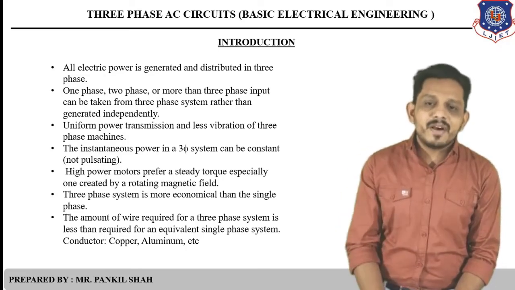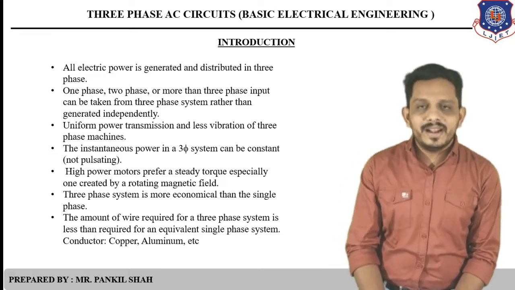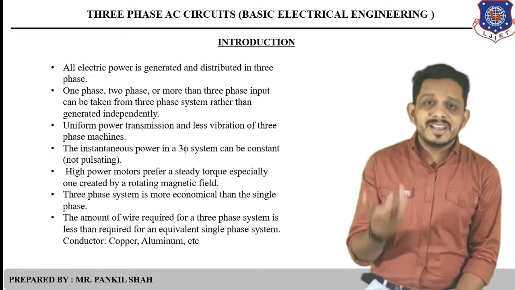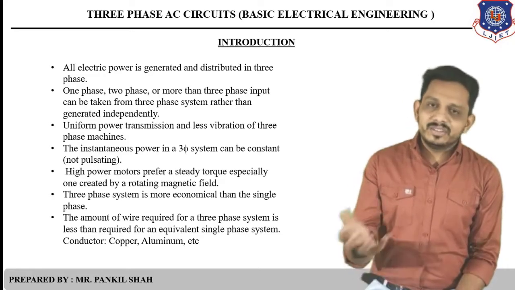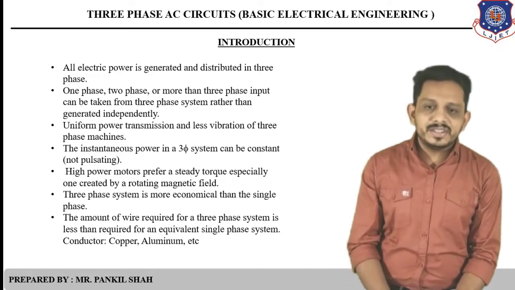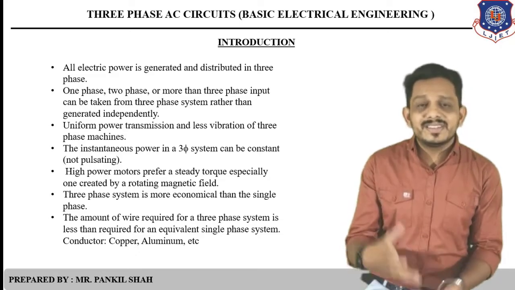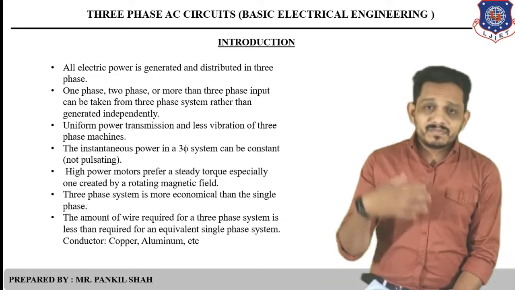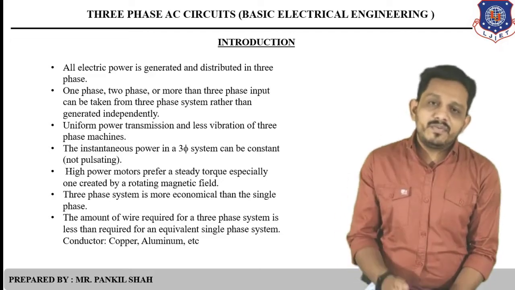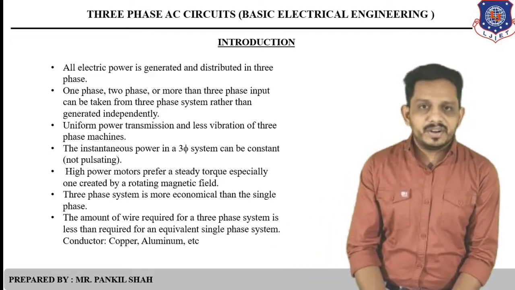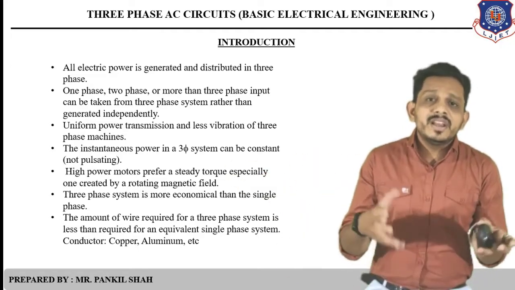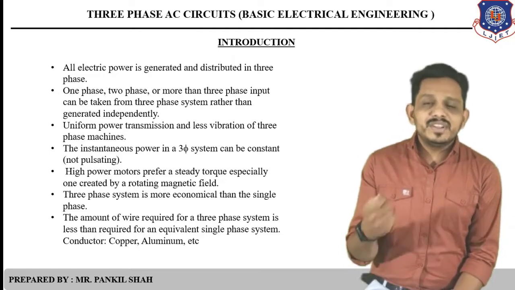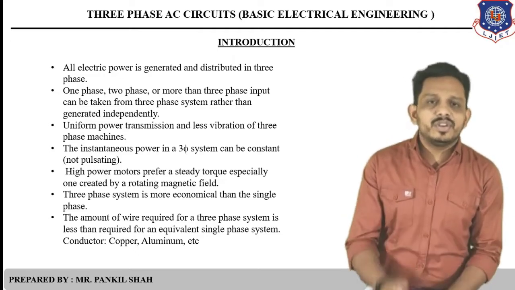Next is that high power motors prefer a steady torque, especially one created by a rotating magnetic field. So high power motors need a steady torque, not a pulsating torque. So it is obtained by the three-phase supply only. Next is that the three-phase system is more economical than the single-phase system, because we know that to generate a single-phase voltage, we must require a single-phase generator. If you want to generate three-phase individually, then you may require three individual single-phase generators, which cost more than the single unit of a three-phase generator.